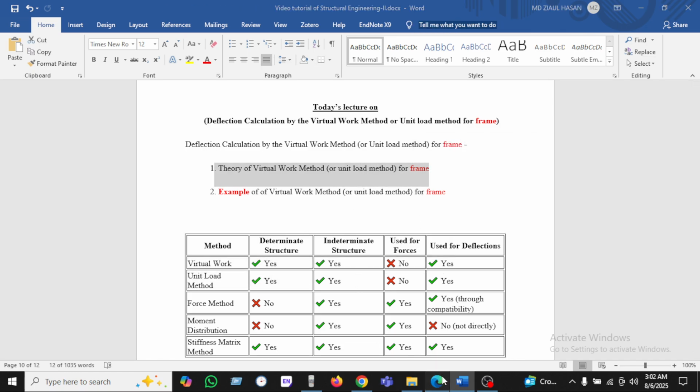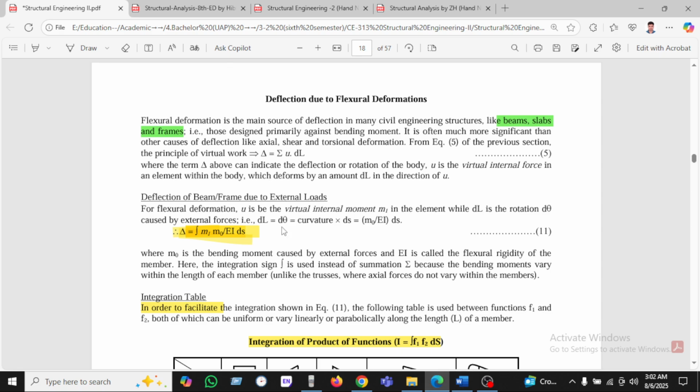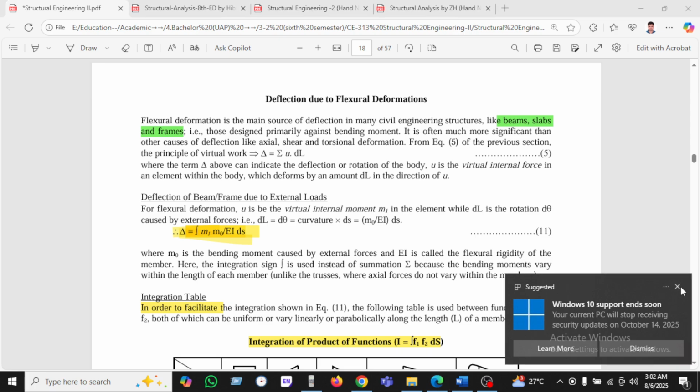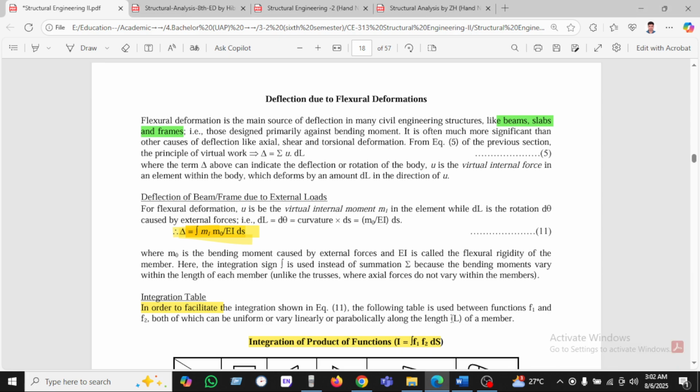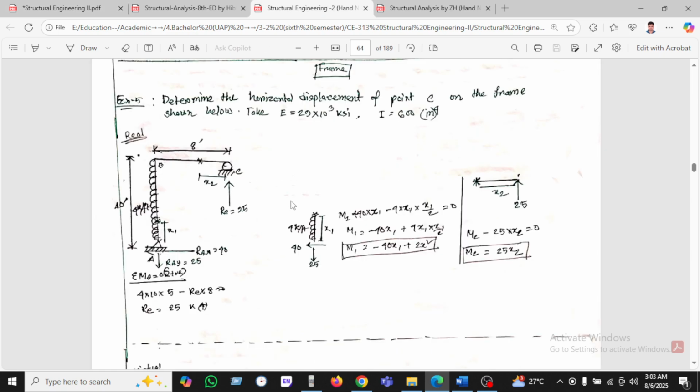Here is the first theory we can see. There is no new theory, as we have already seen it for beams and slabs. In this case the deflection delta equals the integration of m1 m naught over EI. M1 is coming from the real frame, and m naught is coming from the virtual frame. So let's see the example.